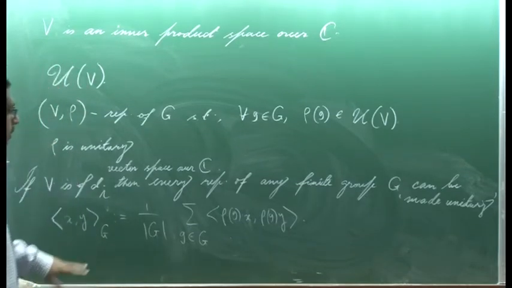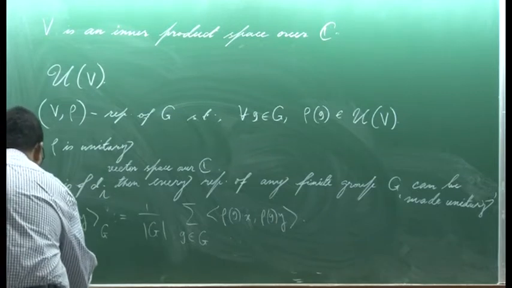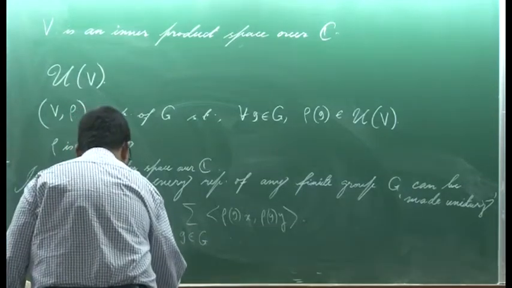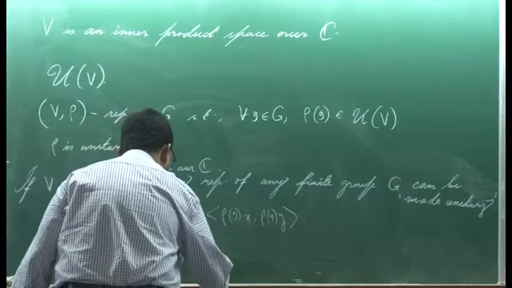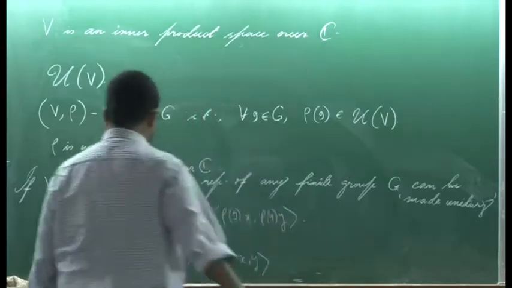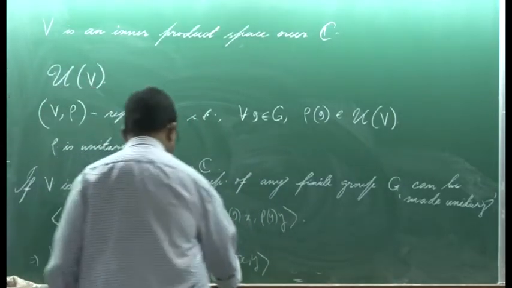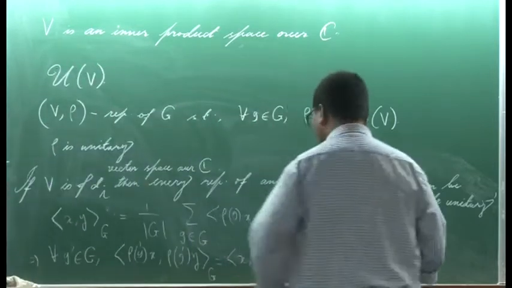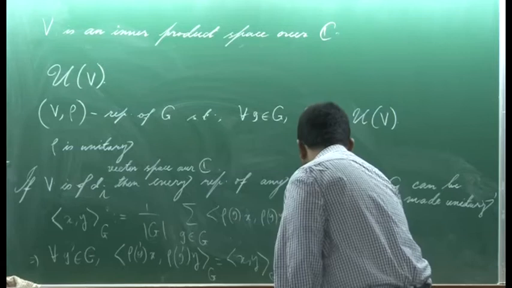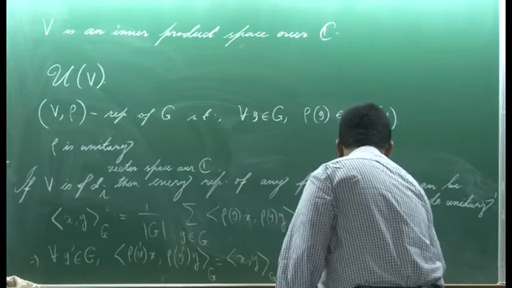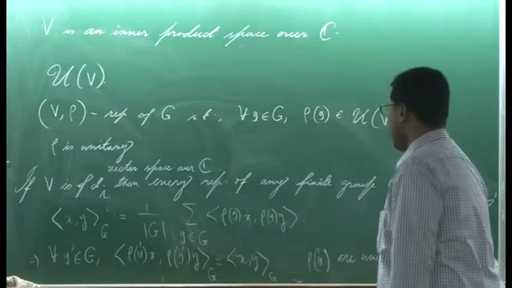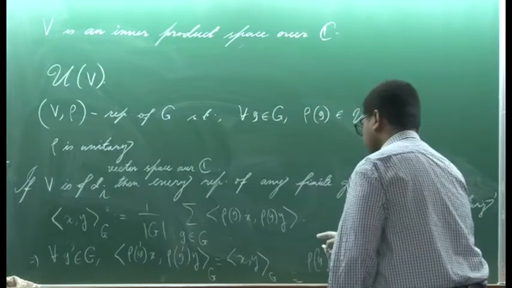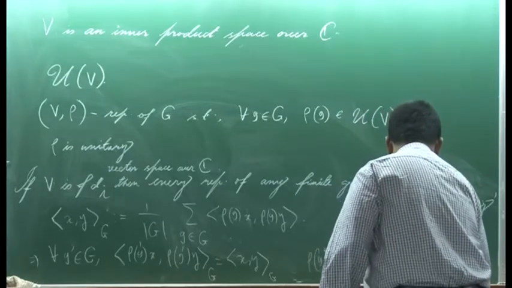With respect to this new inner product, we can easily see that for every G prime in G, the inner product of rho G prime X and rho G prime Y is nothing but the inner product of X, Y. So with respect to this inner product, we see that all the operators are unitary.